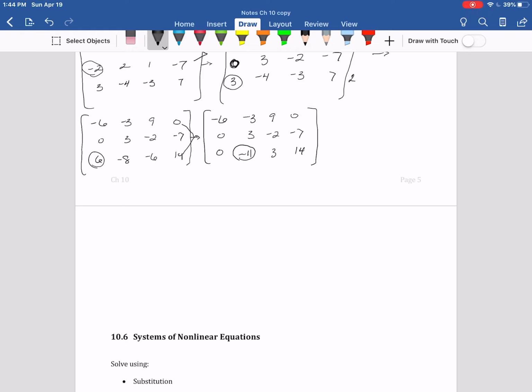Okay, so we're going to go ahead and use the second row by multiplying that row by 11, and we're going to multiply the bottom row by a 3. And that'll give you a 33 on top of a negative 33. And so the top row, negative 6, negative 3, 9, and 0 stays the same. Change the second row into the product of that row times 11. And the bottom row is that row times 3.